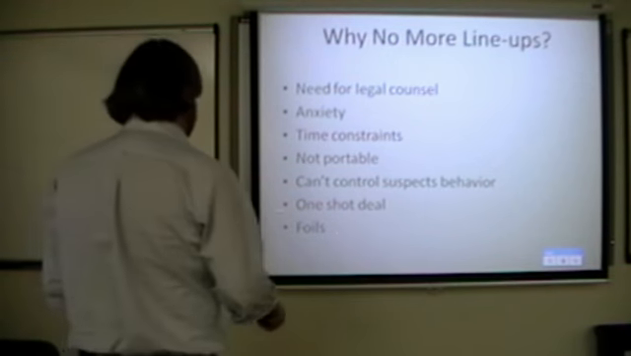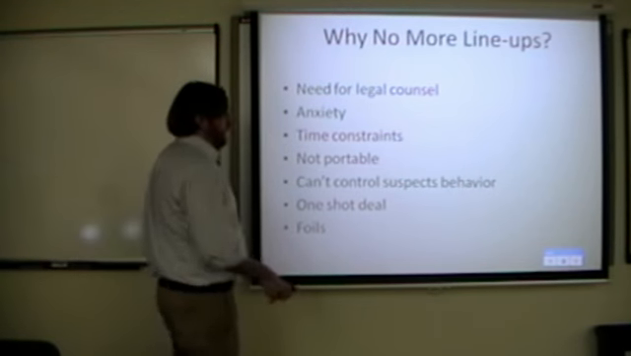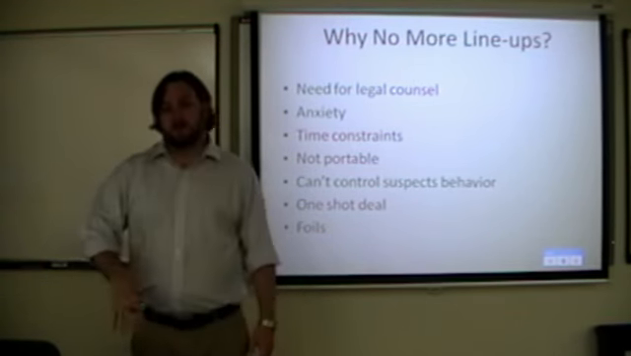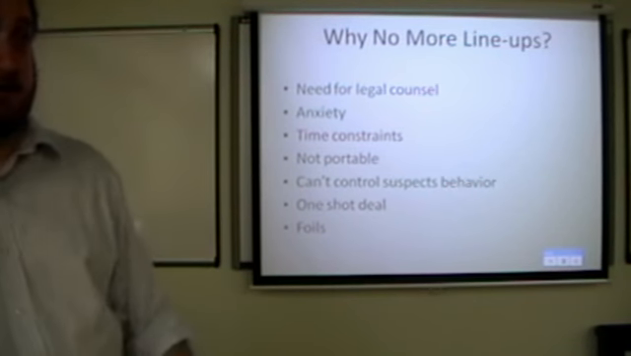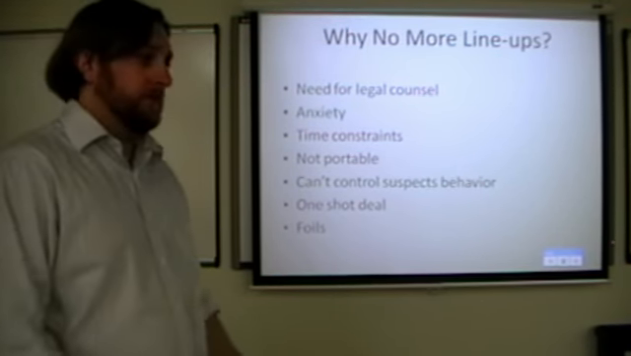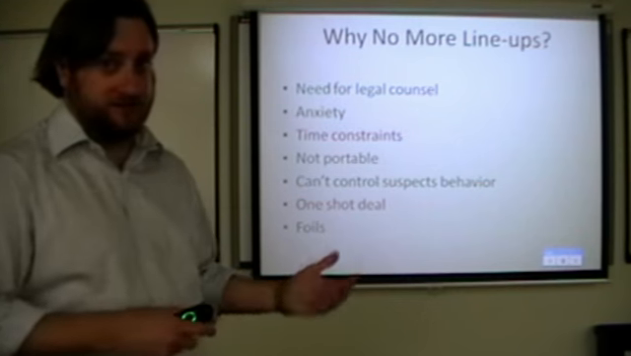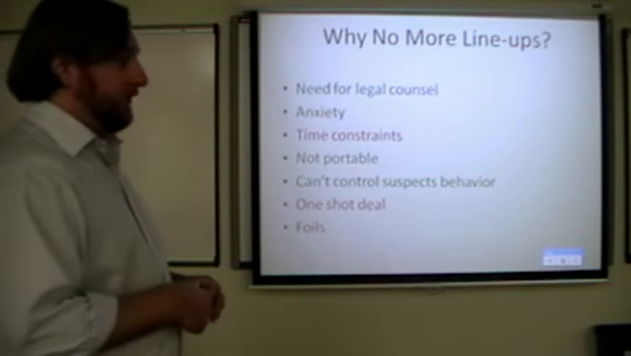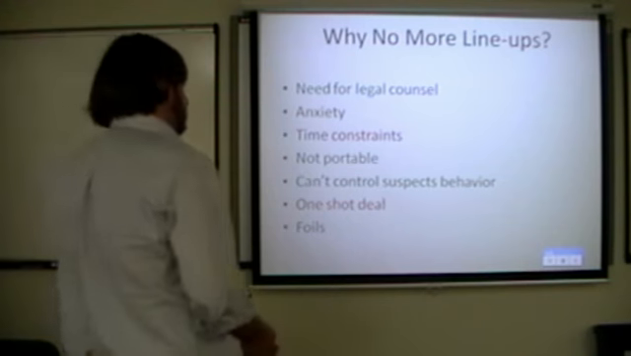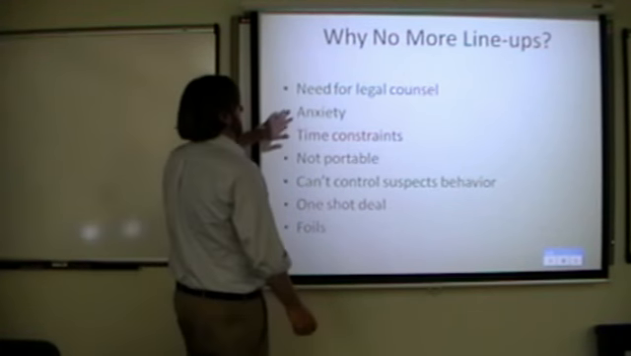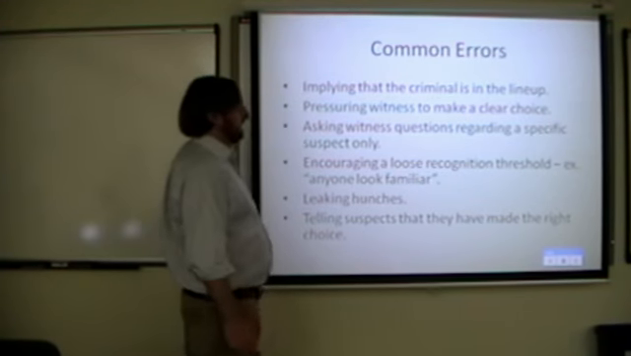The other issue is the foils. Those are the people that you put into the lineup. How do you get foils that look close enough to the suspect? Do you pull them out of general population in the jail? That's frequently done. What do you do if the suspect identifies one of the foils as a perpetrator? This is problematic. We should get rid of this.